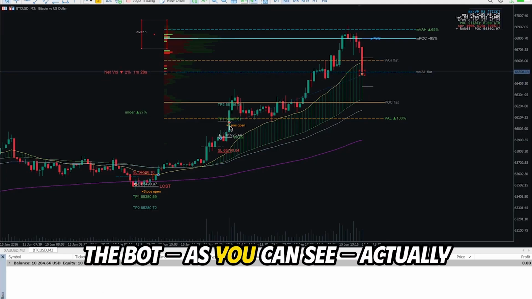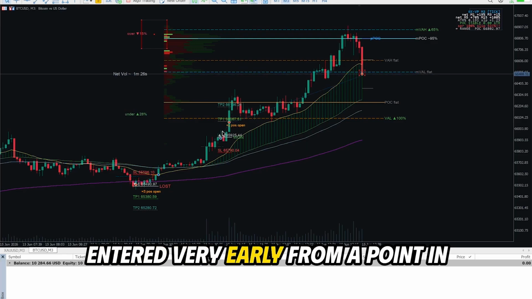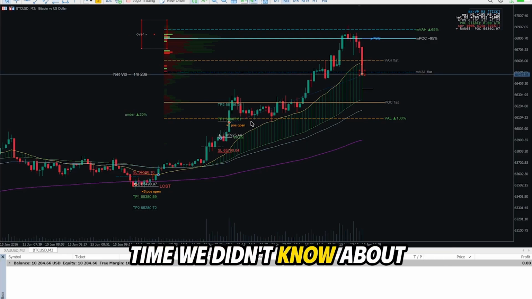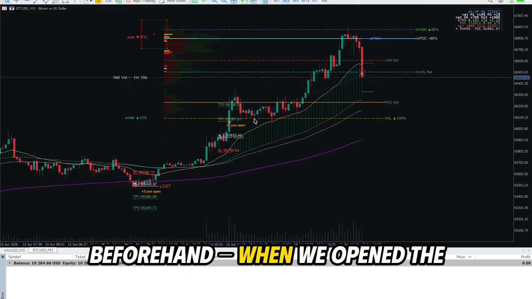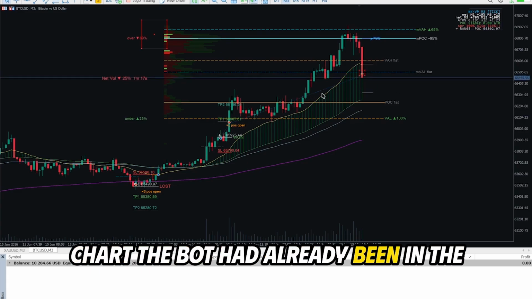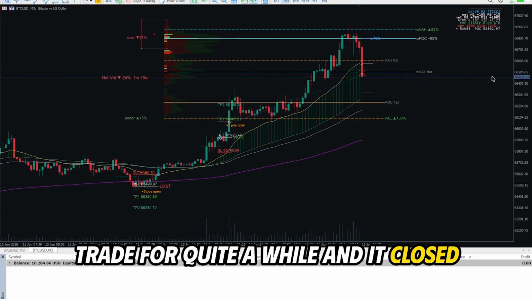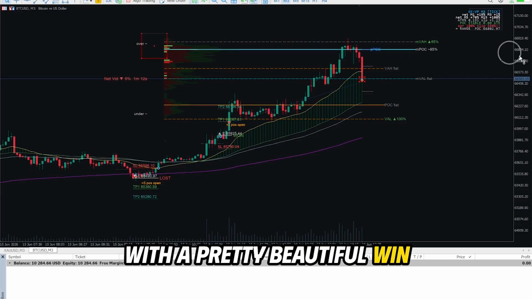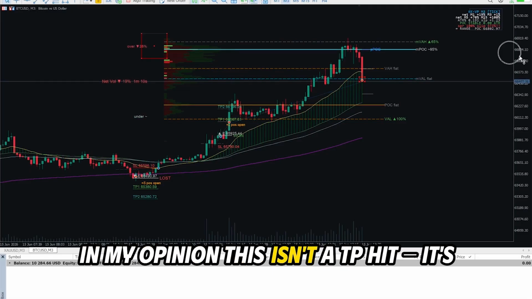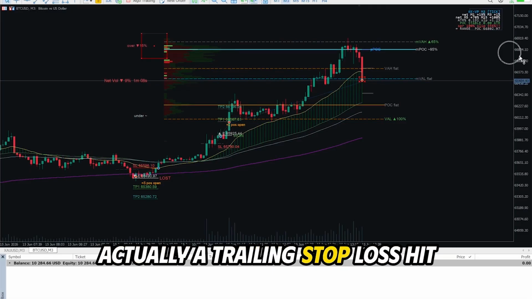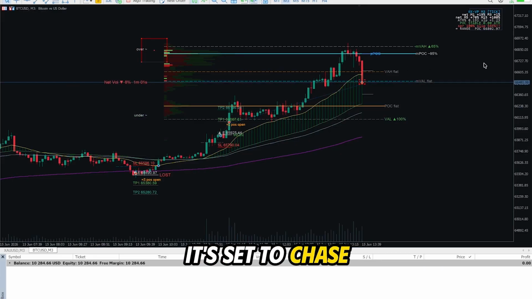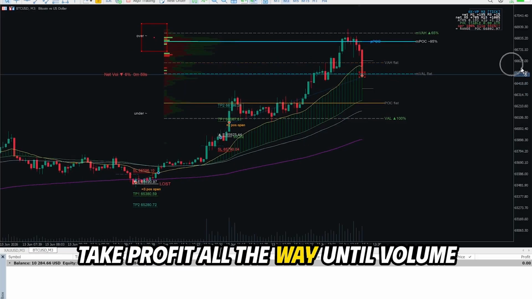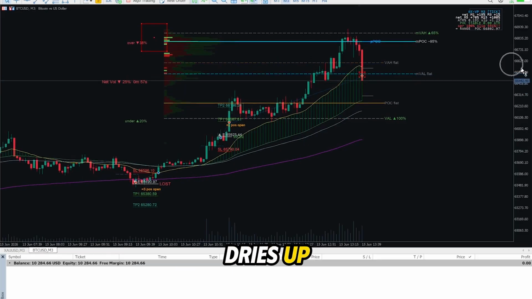The bot, as you can see, actually entered very early, from a point in time we didn't know what that trade looked like beforehand. When we opened the chart, the bot had already been in the trade for quite a while, and it closed in a pretty beautiful way. In my opinion, this isn't a TP hit. It's actually a trailing stop loss hit, because by design, when I built the bot, it set the chase take profit all the way until volume dries out.